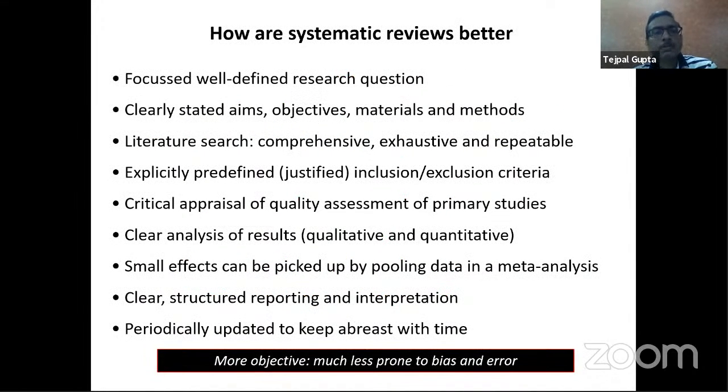So how are systematic reviews better? They are better because they have a focused, well-defined research question, clearly stated aims, objectives, materials, and methods. The literature search is comprehensive, exhaustive, and repeatable. They use explicitly predefined inclusion-exclusion criteria. There is a critical appraisal of quality assessment of primary studies. There is a clear analysis of the results, could be qualitative, but more often quantitative. Small effects can be picked up by pooling data in the meta-analysis, and they have a clear structured reporting pattern, and hence the interpretation of results is easy. Systematic reviews are generally updated periodically to keep abreast with time, and because they are more objective, they are much less prone to bias and error.